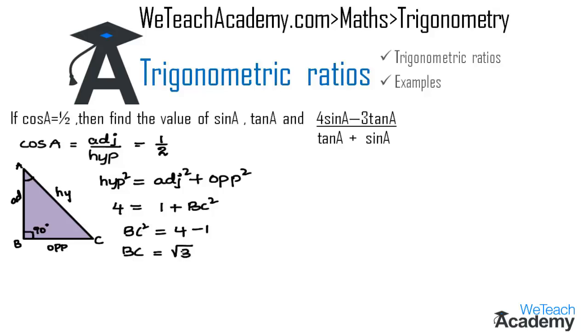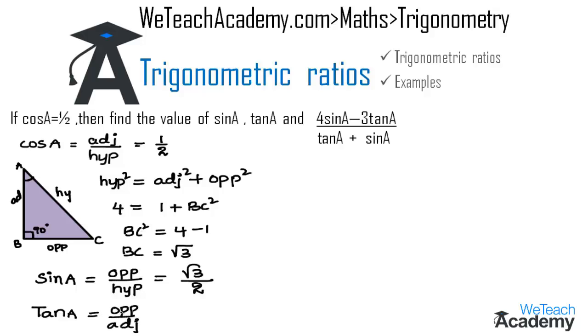So now let us find the value of sine A. We already know that sine A is equal to opposite side by hypotenuse side. Writing the values of opposite side, which is root 3, by hypotenuse side, which is 2, we get root 3 by 2 as the value of sine A. And now let us proceed and find the value of tan A. So tan A is equal to opposite side by adjacent side, and writing the values, we get opposite side, that is BC, which is root 3, divided by adjacent side 1. So we get root 3 as the value of tan A.